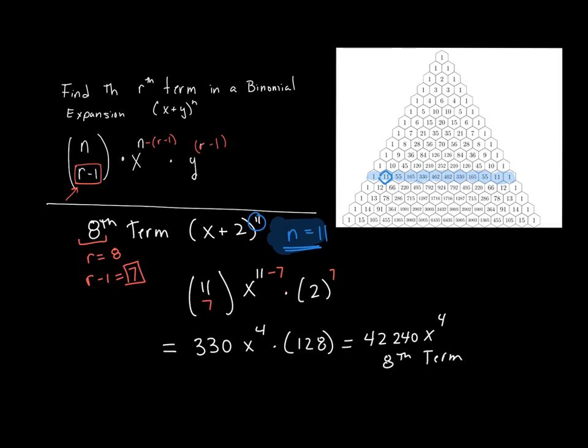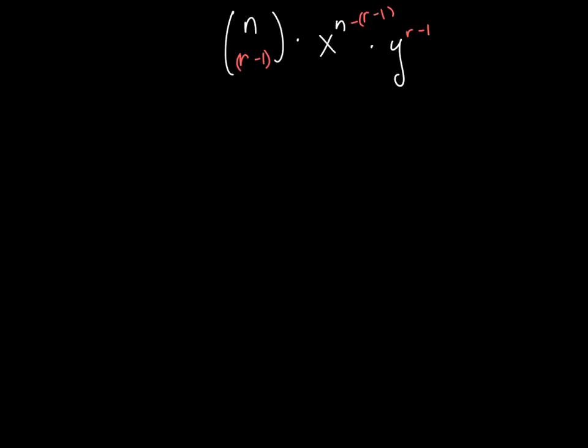And which number do you want in Pascal's triangle? In Pascal's triangle, you want the 8th number over. So this would be 1, 2, 3, 4, 5, 6, 7, 8. So that is why that value there is 330.